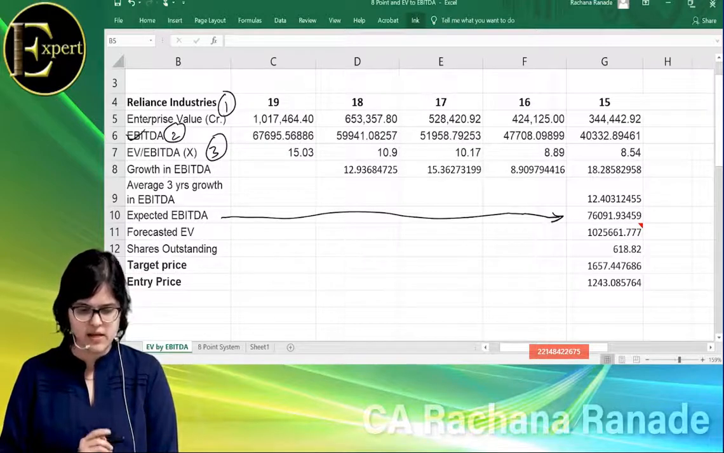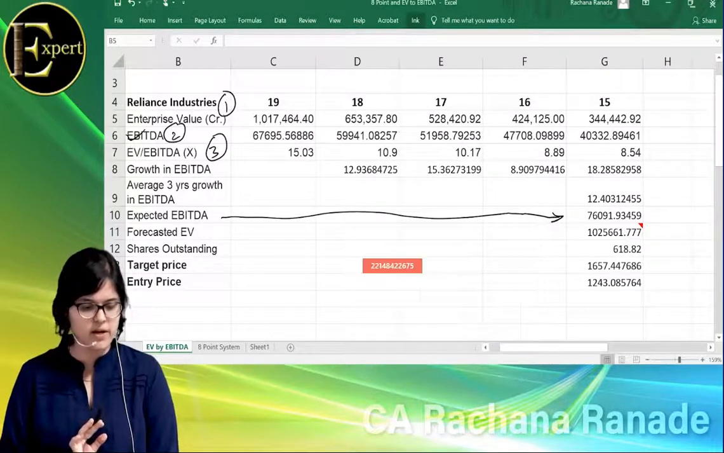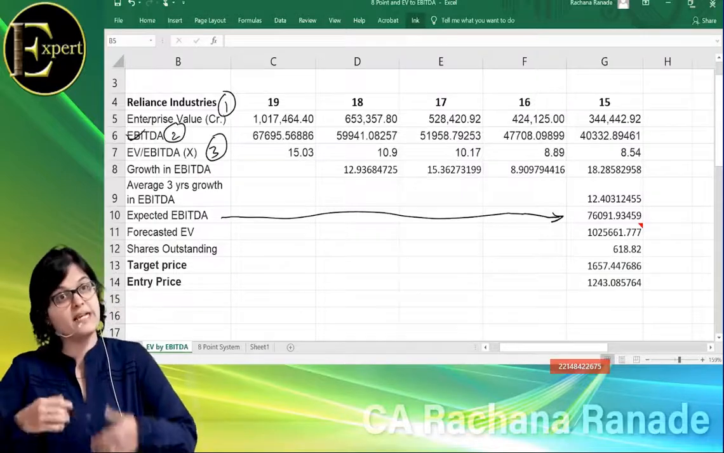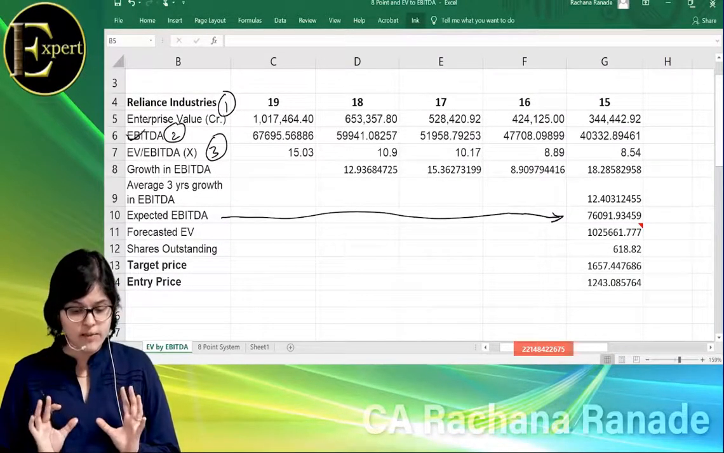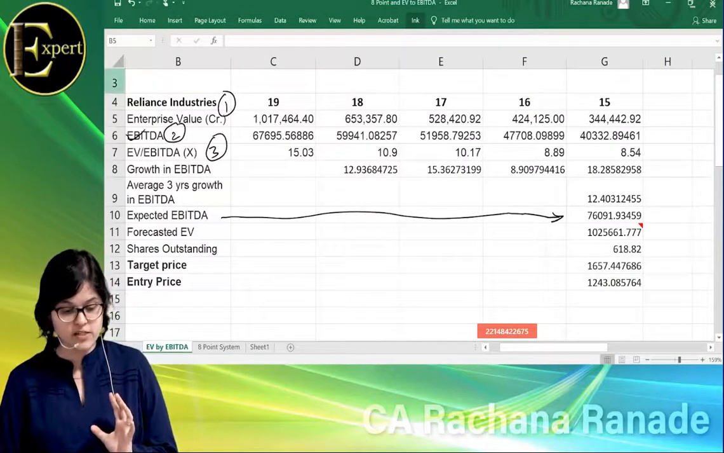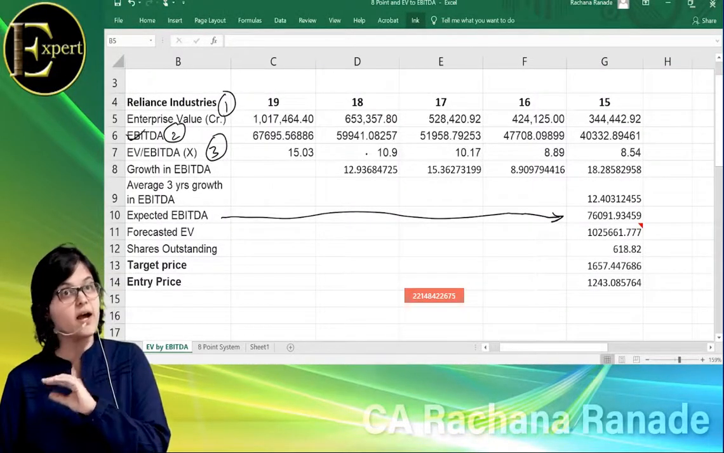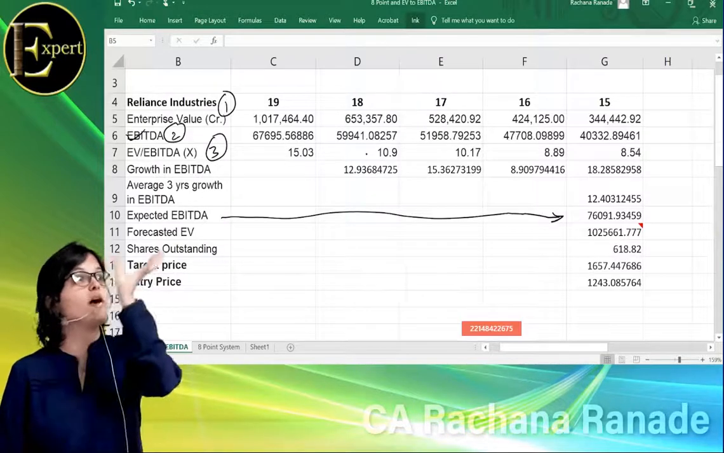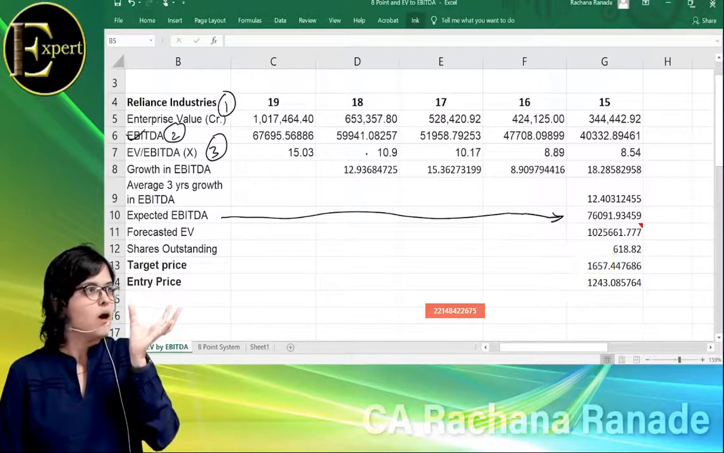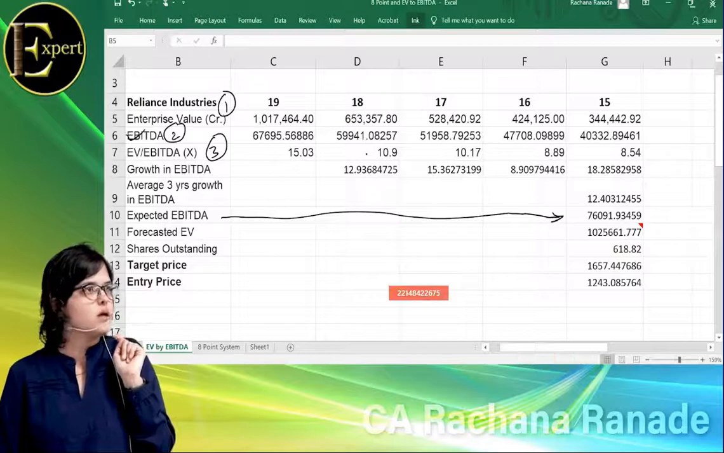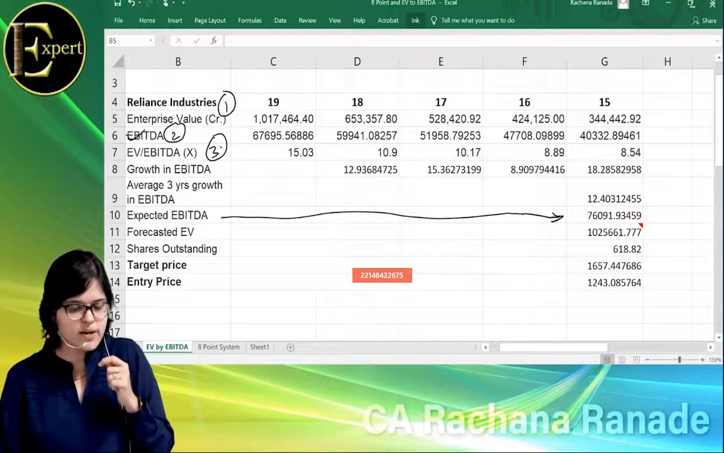Now if I say that EV by EBITDA for the next year even if it remains same, otherwise मुझे क्या करना पड़ेगा? जैसे मैंने एवरेज ग्रोथ रेट निकाला EBITDA का, वैसे फिर EV by EBITDA का भी एक एवरेज ग्रोथ रेट निकालो, फिर उसका एवरेज ले लो. I don't think that is logical again, because what is EV by EBITDA? Tell me.